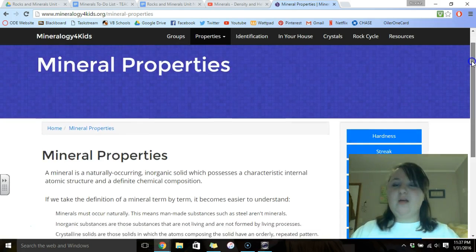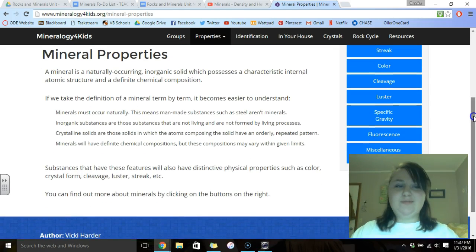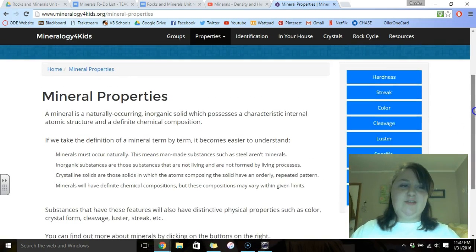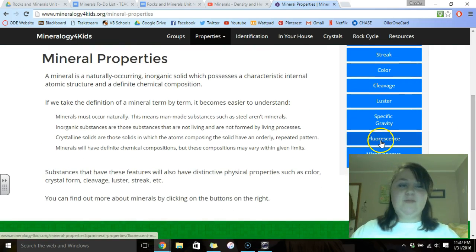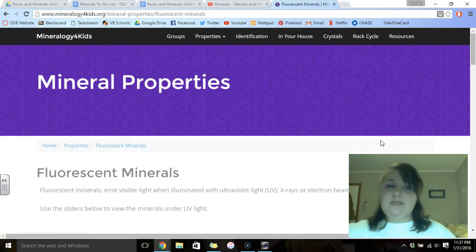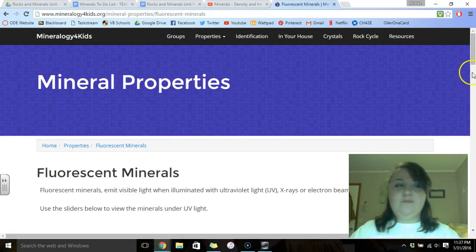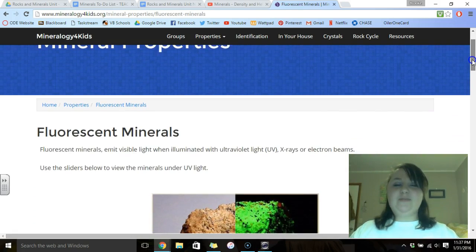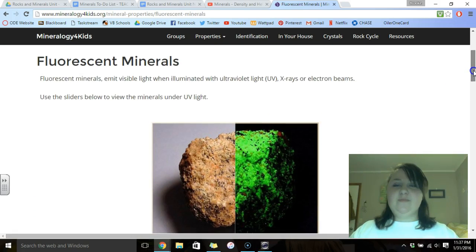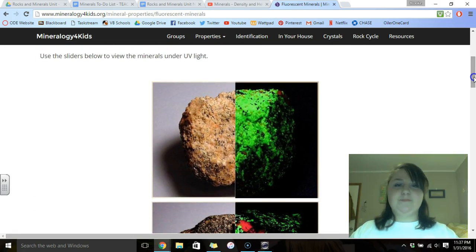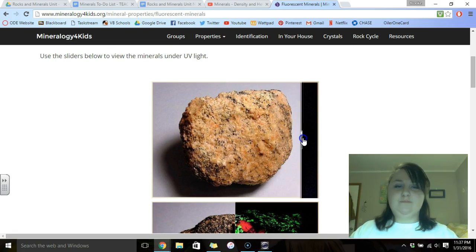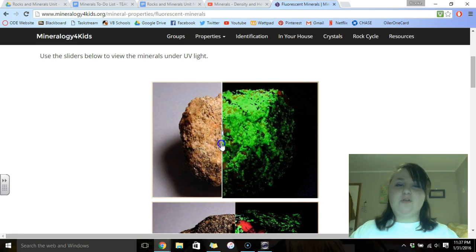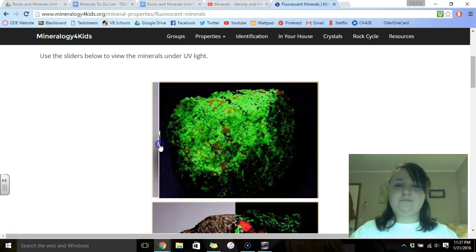So this is Mineralogy for Kids, and it's kind of a cool website. It shows you different things, like hardness, streak, color. But the one we're focused on the most is fluorescent materials. This is what happens when you place a mineral under ultraviolet light. Here's an example. This is what it looks like regularly. And then when you place it under ultraviolet light, it glows.